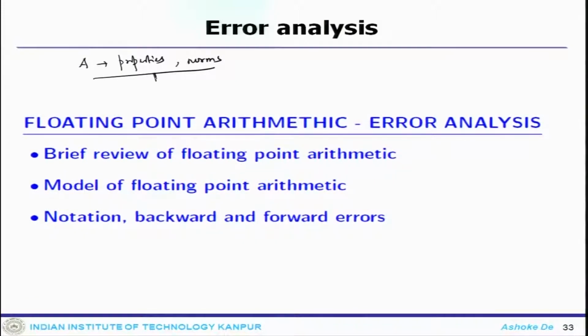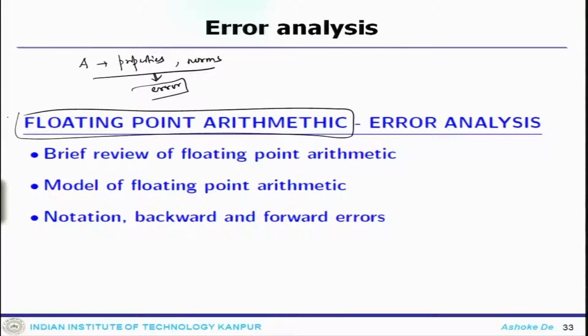Now, once you know those properties, how do you do the error calculations, and where does all this error come from? The error actually arises during floating point arithmetic calculations. So, what we will do is look at some floating point arithmetic and the model for that, and then we can look at some notation and the forward and backward errors which are associated with this floating point arithmetic.